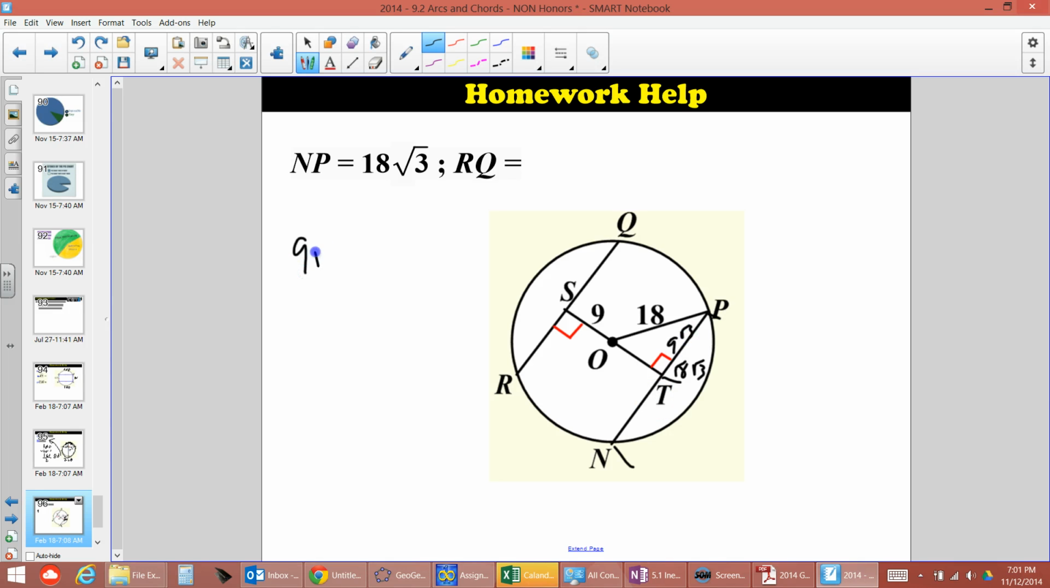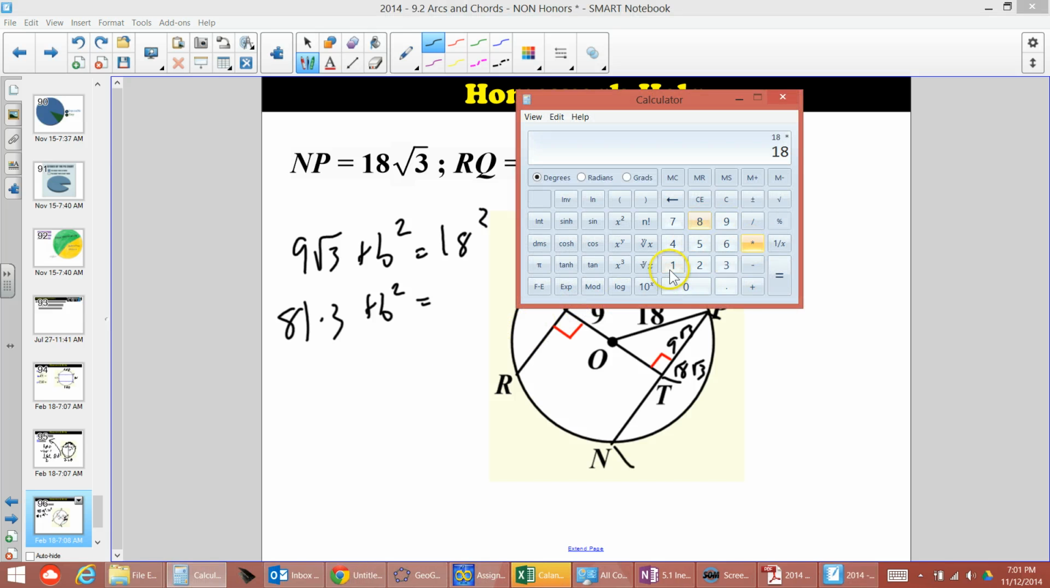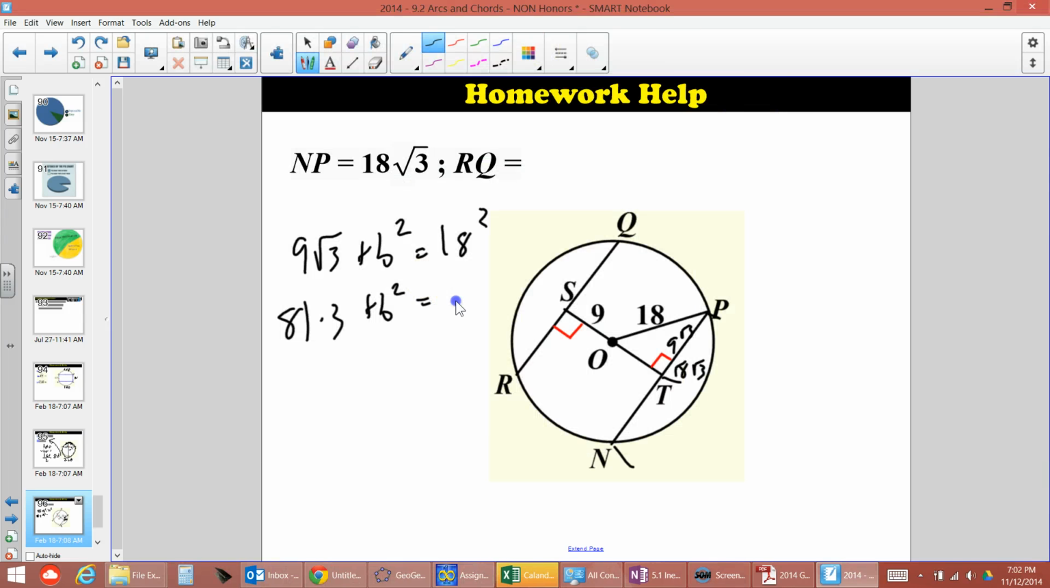And I'm going to do 9 root 3 squared plus b squared is going to be equal to 18 squared. Oh, that's going to be ugly. I don't like 18 squared. It's too big. But anyways, 9 squared is 81, times 3, plus b squared is going to be equal to 18 squared. Let me just grab my little calculator here on my computer. 18 times 18 equals 324. Okay. All right. So I think I still broke my situation here. So homework help is now over. Anyways, you would solve, that was 324. Multiply that out, and you'd subtract it over.